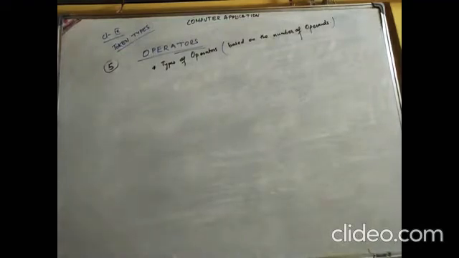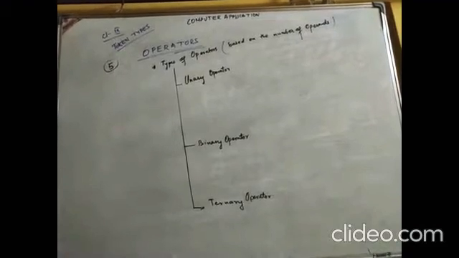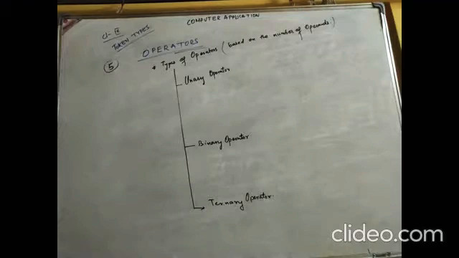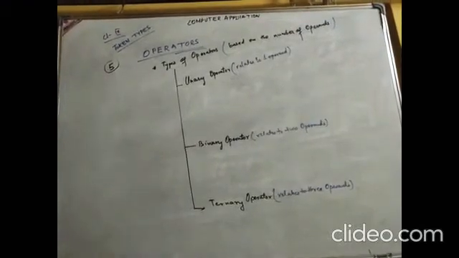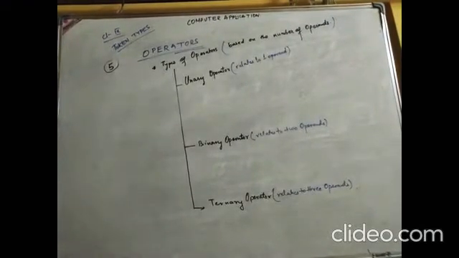There are a total of 3 types of operators based on the number of operands. The first one is the unary operator. What is a unary operator? Operators having a single operand. Unary means 1, binary means 2, ternary means 3. A unary operator relates to one operand, a binary operator relates to 2 operands, a ternary operator relates to 3 operands. Clear, all of you?